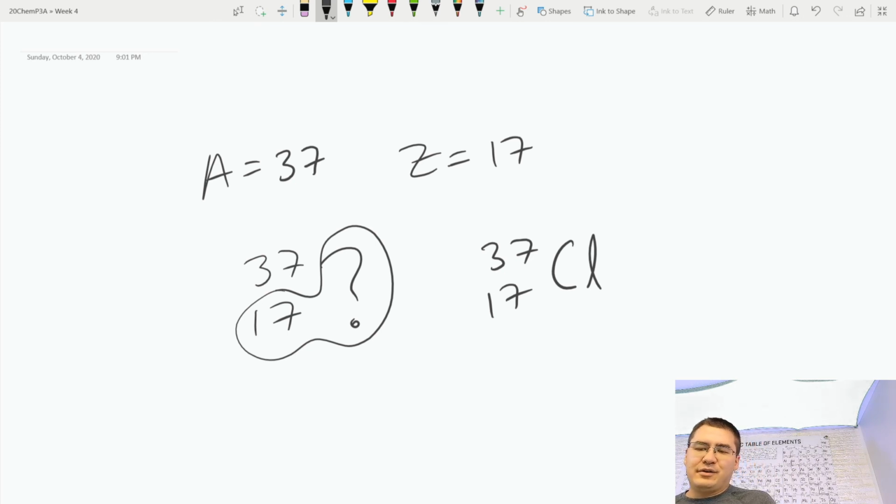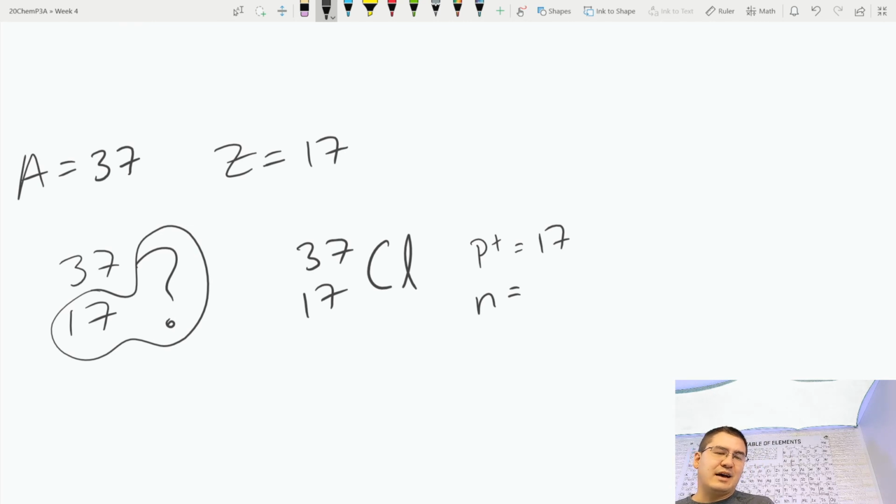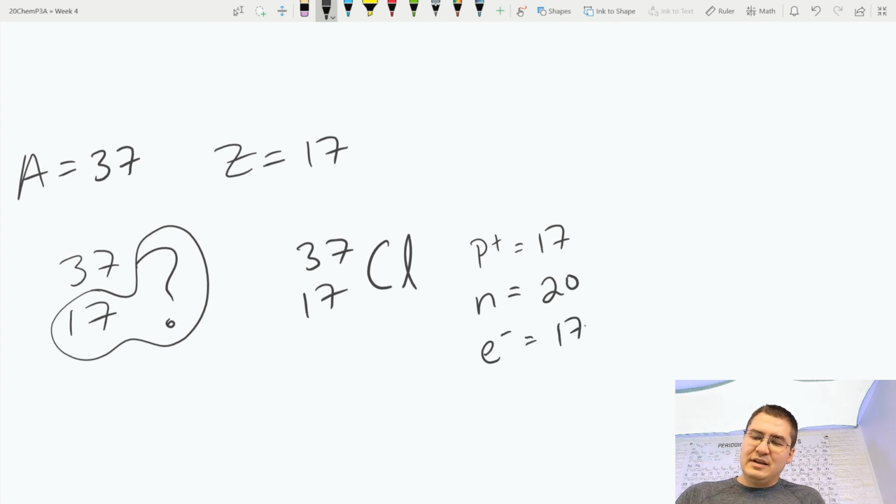So that's element chlorine. How many protons, neutrons, and electrons does it have? Well, protons got 17. Neutrons and protons have to sum to make 37. So I think 20 plus 17 makes 37. And then electrons have to cancel out the protons. So there we go. I think that's a good place to stop the video. You guys should be able to identify those numbers and work through some problems with those.